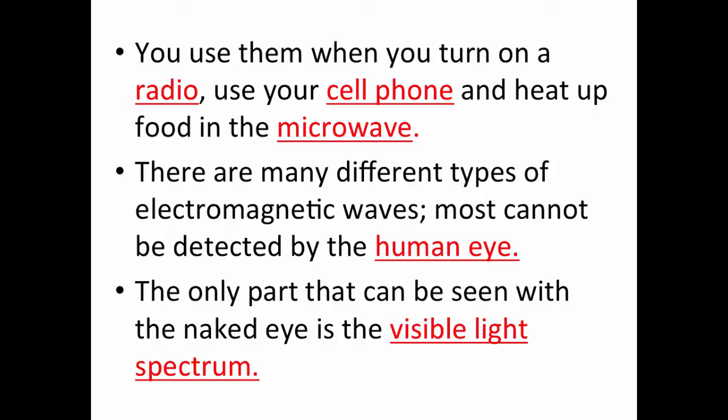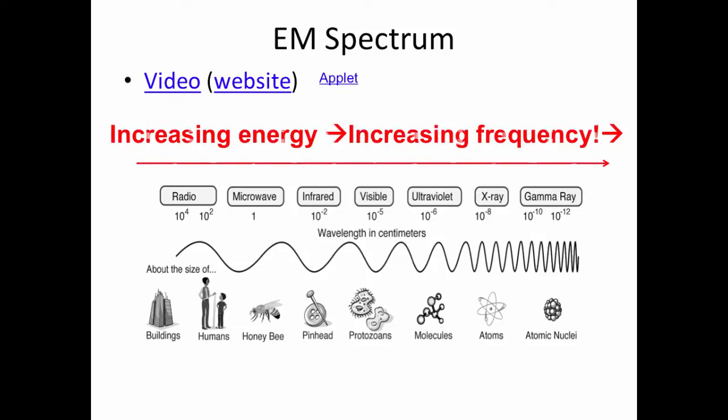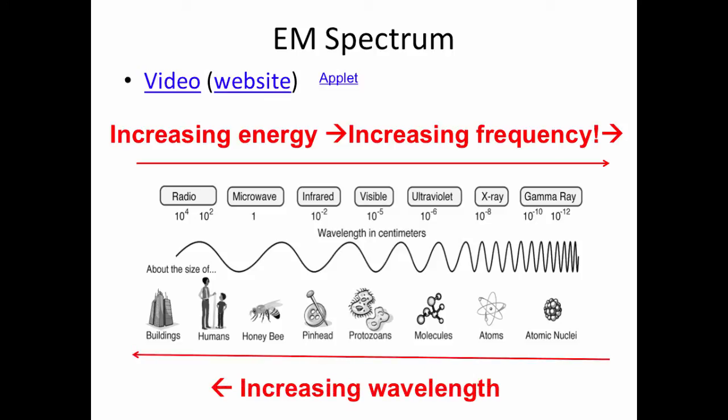So you use them when you turn on your radio, your cell phone. Those are all radio waves. When you're heating up your food in the microwave, those are microwaves. When you're looking at anything with the human eye, you're seeing visible light. Now, remember, as we said, as the wavelength decreases, meaning as you're moving from the left to the right, and they're getting closer and closer together, that means they have a lot more energy. So radio waves have the least amount of energy because they have the longest wavelength, where gamma rays have the most energy because they have the shortest wavelength.